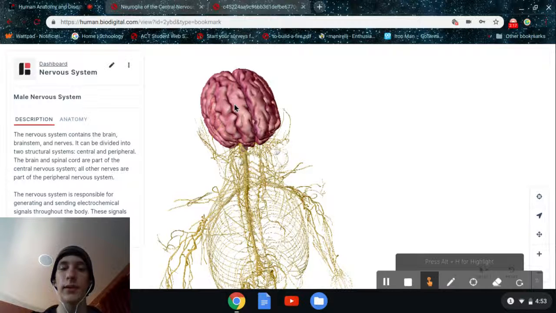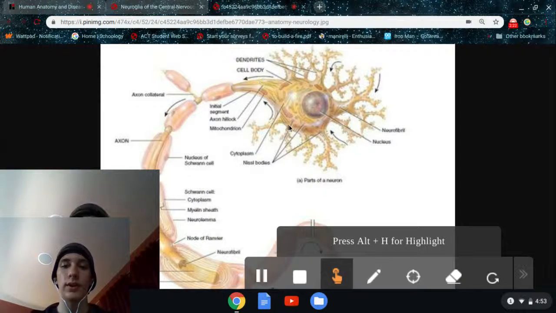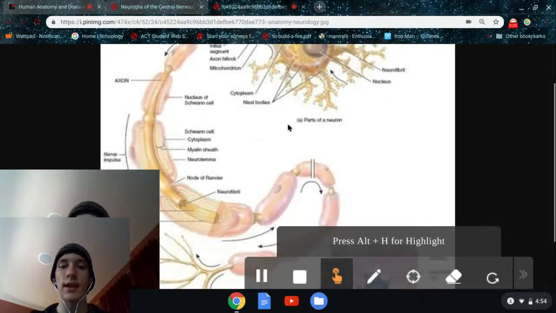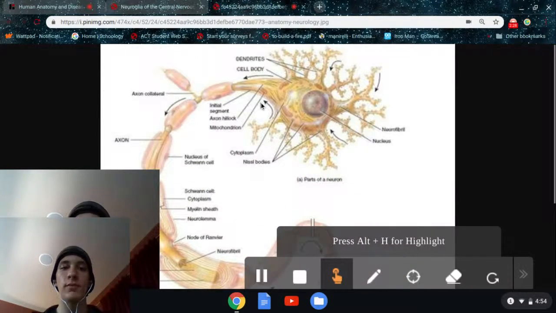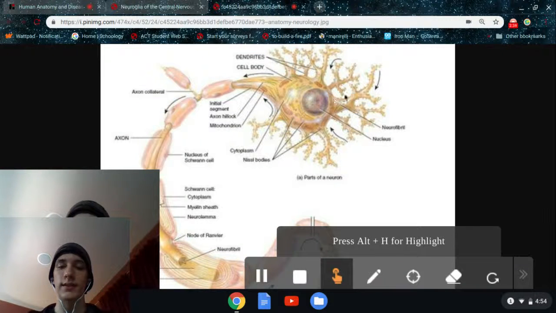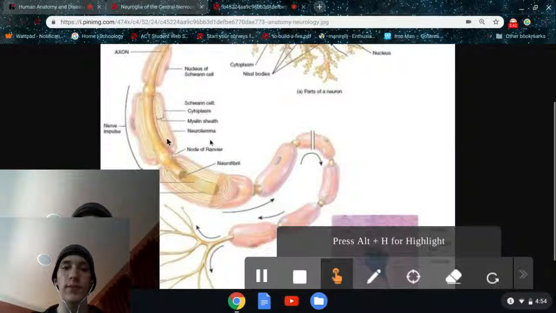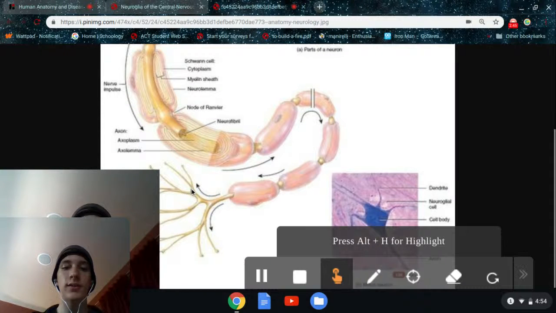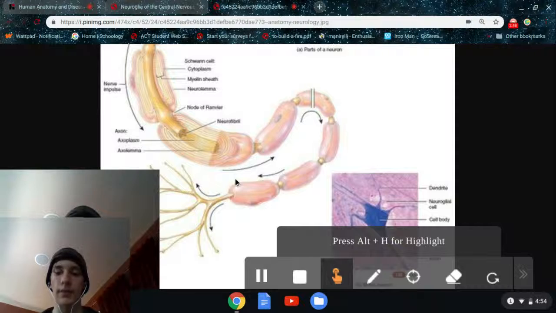I've zoomed in a lot here so I can show you all the cool little stuff. So this is a standard multipolar neuron. It's got dendrites, soma, nucleus, an axon. This one's myelinated, ending in an axon terminal with axon terminal buttons.